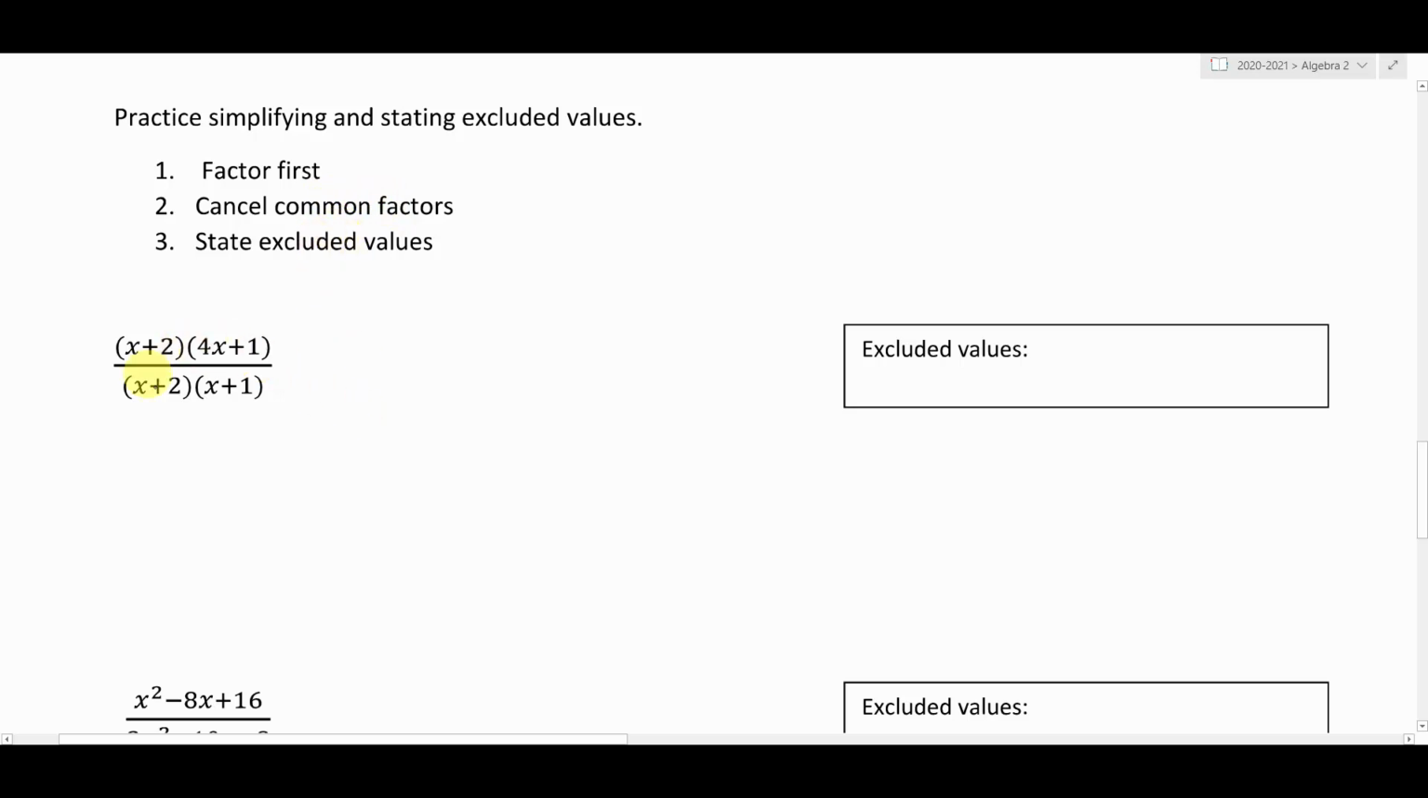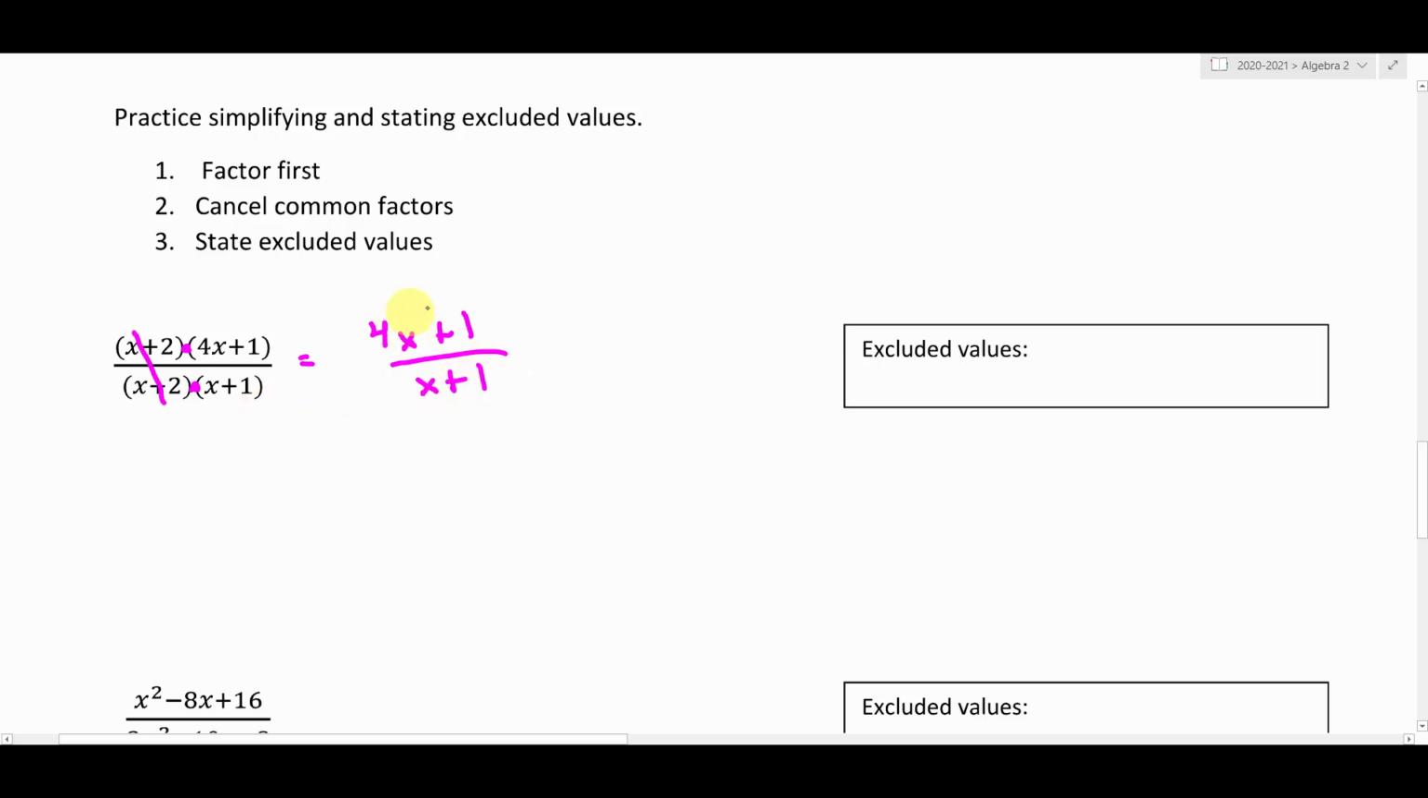Okay. So let's take a look at this first one, right? So this is in factored form, right? So we see the parentheses around the x plus 2 and the 4x plus 1. We know there's multiplication in between these two things, so these entire parentheses become factors. And same thing down here, okay? So I'm looking for factors that are the same. So I see an x plus 2 and an x plus 2, so those are going to cancel out, and I'm left with 4x plus 1 over x plus 1.